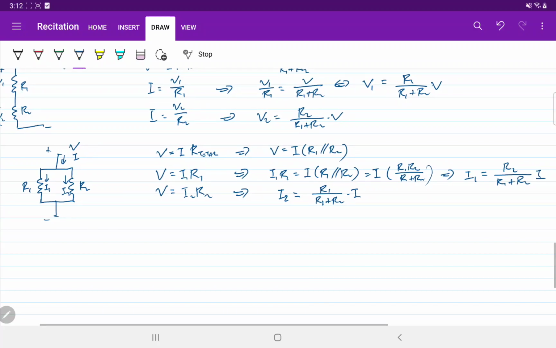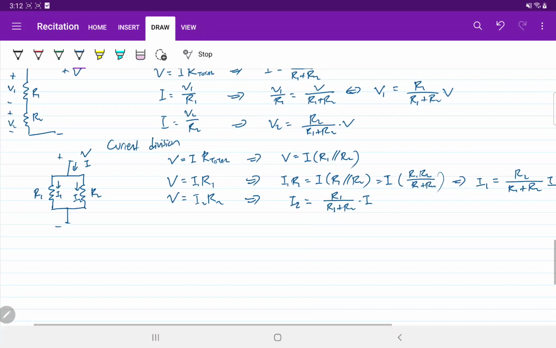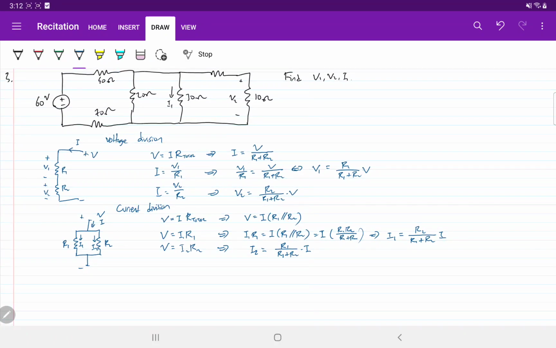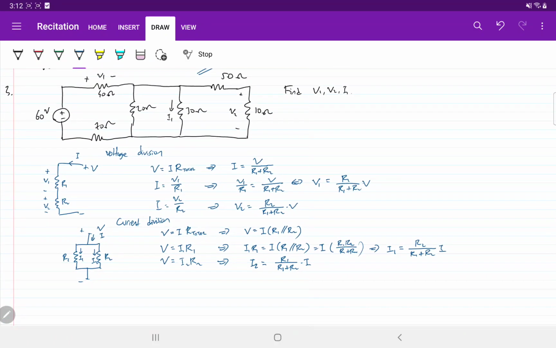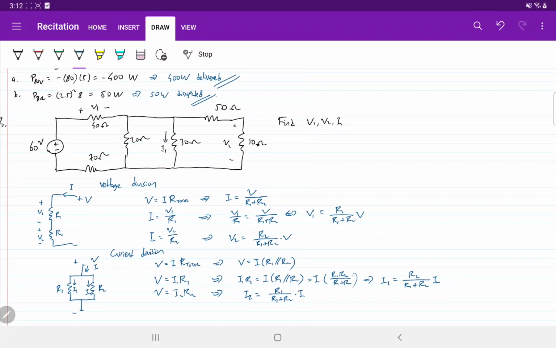That's why for current division, these are opposite, right? The voltage and the current division are opposite. Okay, so that should make sense. Let me know if you have questions. So we'll be using this voltage division and current division to solve this circuit. So how to find V1, V2 and I1?